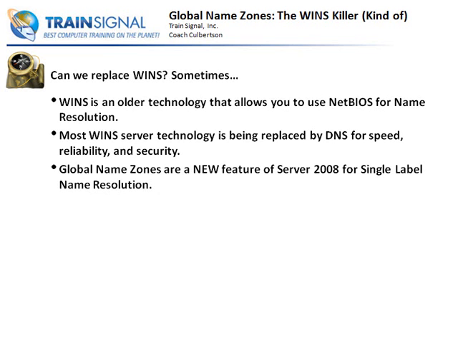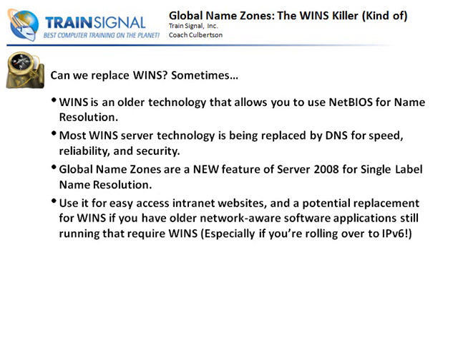Now, the reason for this is really twofold. You're going to use this for easy intranet websites. So if you have an intranet website you want to get to quickly and easily, you're going to use it. You're also going to use it as a potential replacement for WINS if you have older network-aware software applications still running that require WINS. Now, if you're going to be rolling your network over to IP version 6, which a lot of people are in the next 5 to 10 years, you're going to want to include global name zones in your network design, because WINS is not supported in any form or shape at all in IP version 6. It is an IP version 4 technology only.